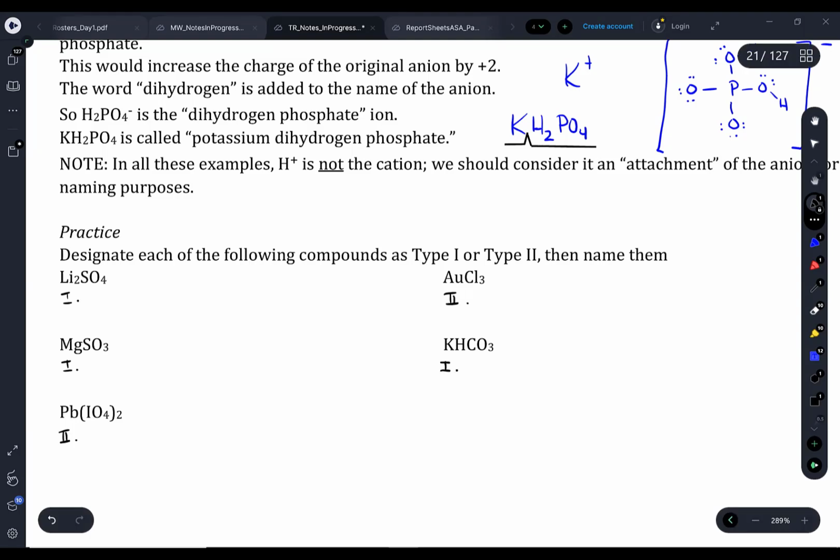Start going a little fast here. What's the name of this compound? Lithium sulfate. Very good.